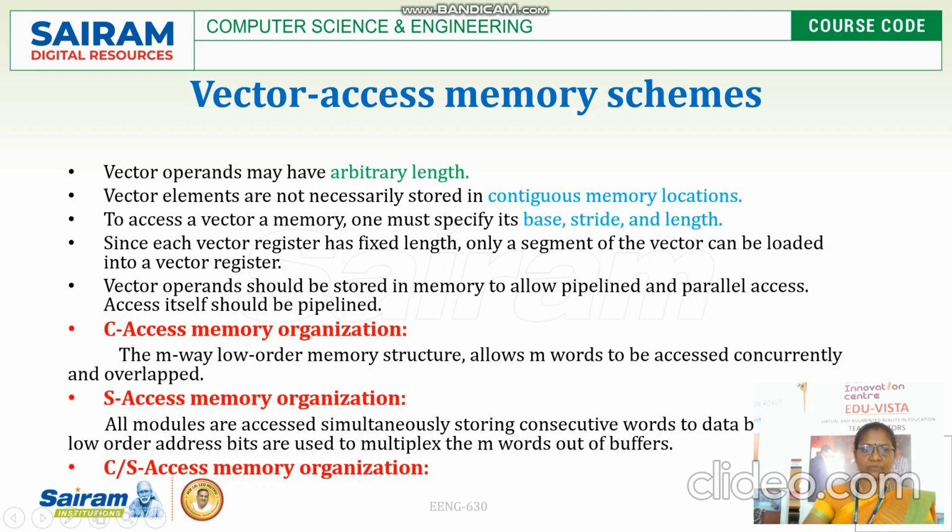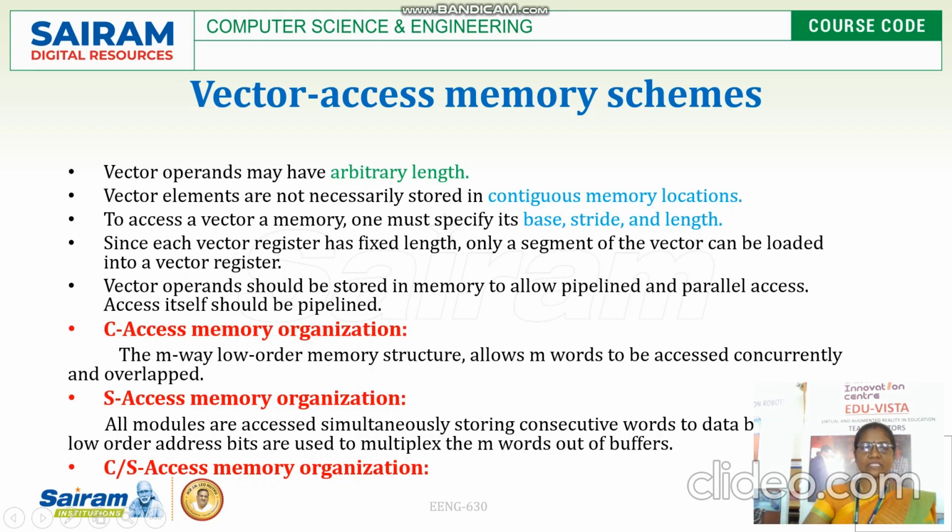So when you take one vector operand, it has an arbitrary length. The length of a vector operand is defined as arbitrary, and vector elements are not necessarily stored in a continuous memory location. And to access the vector memory, one must specify base, stride, and length in order to access one vector in the memory. So these 3 things should be specified.